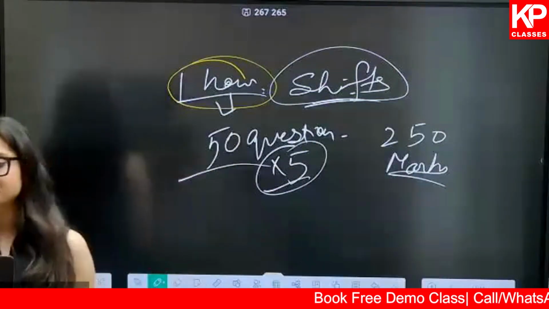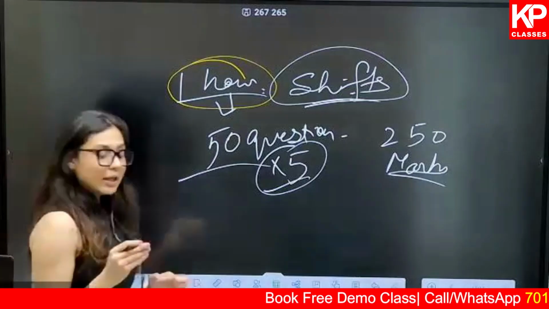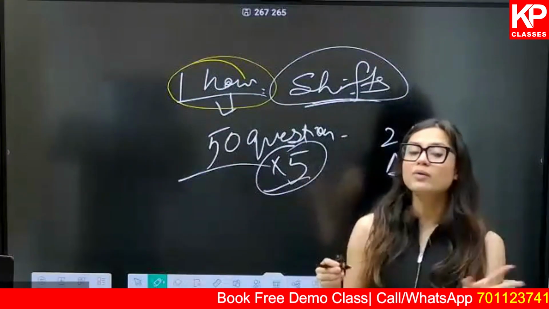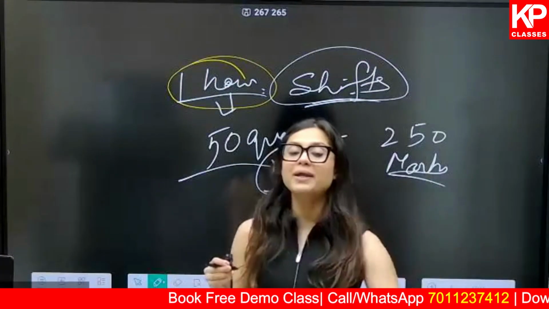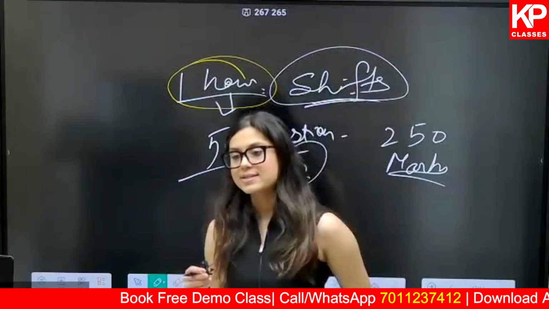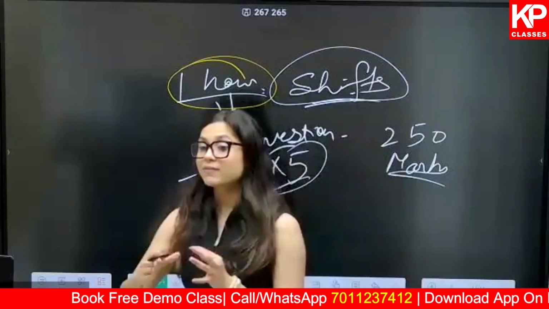So this is the trick. Then after that the result will be out, then the merit list will be prepared, the cutoff will be declared by the individual colleges and universities. But that's only after the result is declared.